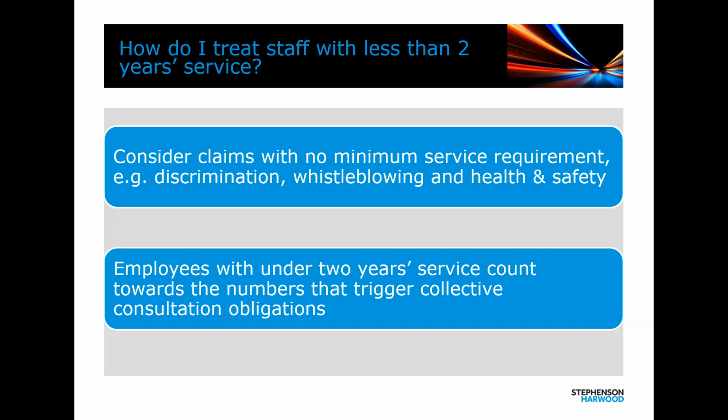In addition, it's worth remembering that those with under 2 years' service do still count towards the numbers which trigger collective consultation obligations, where we talked about 20 or more dismissals in a period of 90 days. So whilst it's tempting to fast track dismissal processes where the individual has less than 2 years' service, and in some situations it is appropriate and legitimate to do so, employers should always keep an appropriate paper trail in order to demonstrate that the reason for dismissal was not unlawful.